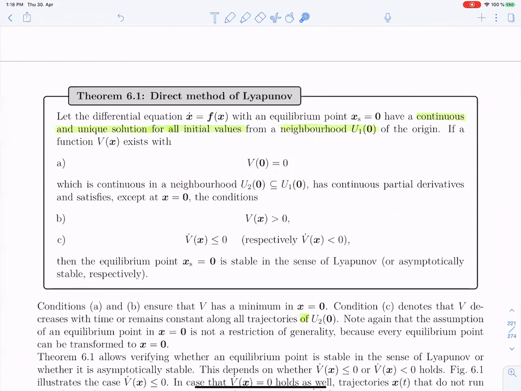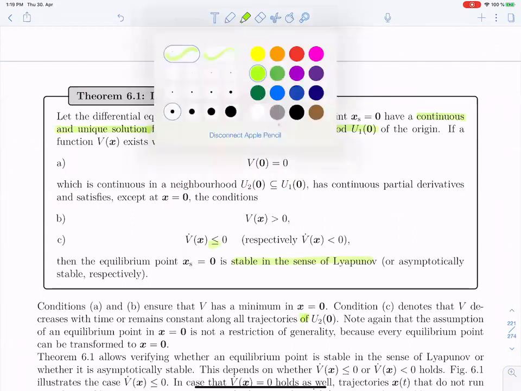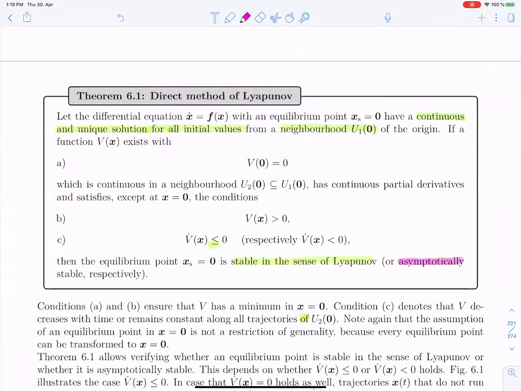And within there, we assume that the Lyapunov function is always positive, and its time derivative should either be always less than or equal to 0, or less than 0. And then if we're able to find such a function, then the equilibrium point, the sink, is stable in the sense of Lyapunov. It's stable in the sense of Lyapunov if we have the equal sign. Now I'm going to choose a different color, or it will be asymptotically stable if we have this here. Okay, so this is the Lyapunov stability theory.